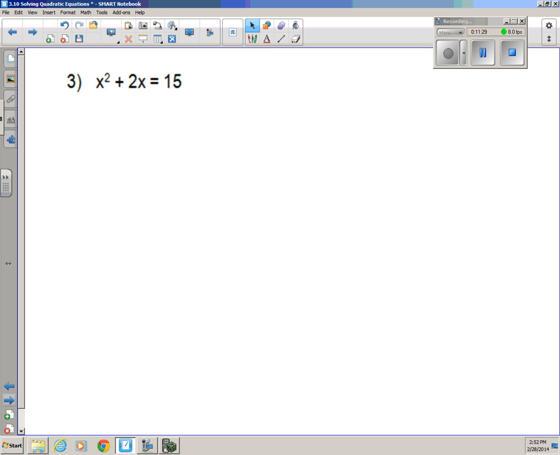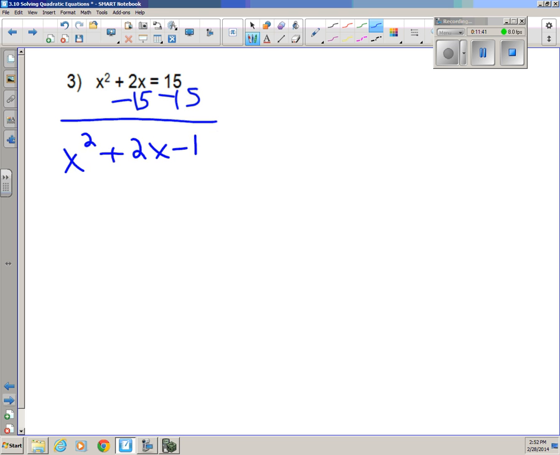If I look at number 3, what's happening here is I'm not equal to 0 yet. So in order to do that, I'm going to bring 15 over to the left-hand side by subtraction. This becomes x squared plus 2x minus 15 equal to 0. And that's what they said we had to do. I've got to factor this. I'm going to factor and get x plus 5, x minus 3 equal to 0.